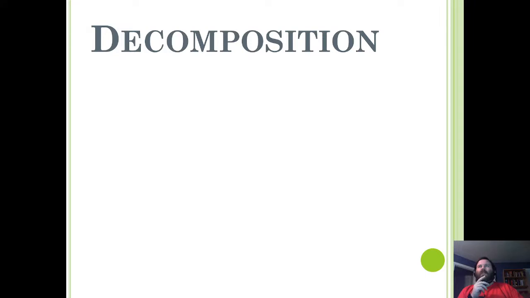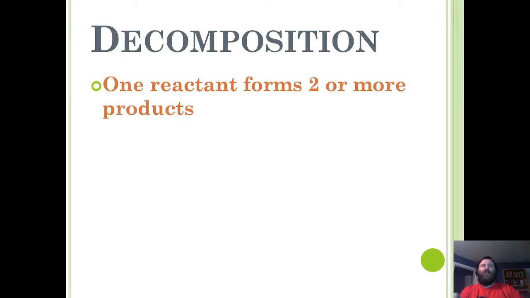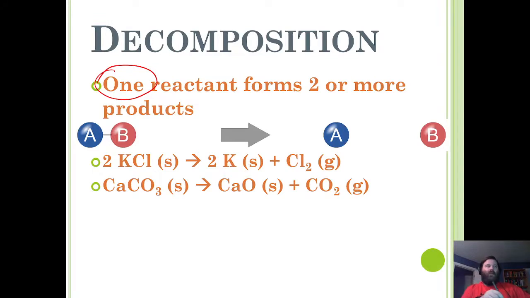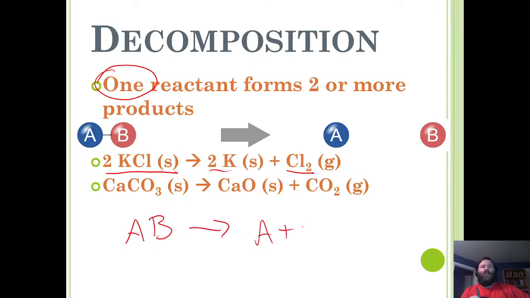All right, decomposition. This is kind of the opposite of synthesis. This is when one reactant, again, one reactant forms 2 or more products. All right, so once again, this is easy to identify because if you see only one thing before the arrow, only one reactant, you know it's decomposition. All right, so over here we've got KCl, one thing that makes more than one thing. It's decomposition, and it has the general formula AB makes A plus B. So this is basically the opposite of synthesis, like I said before.